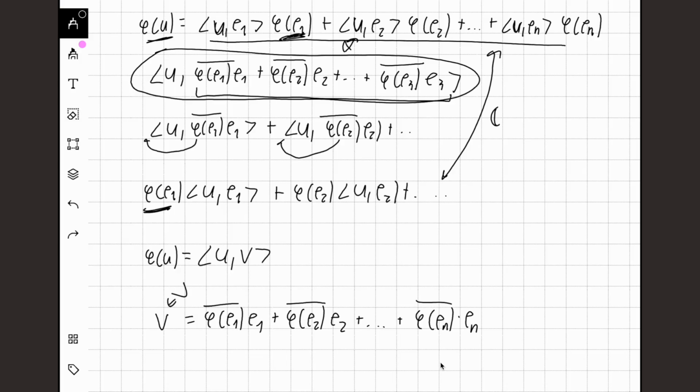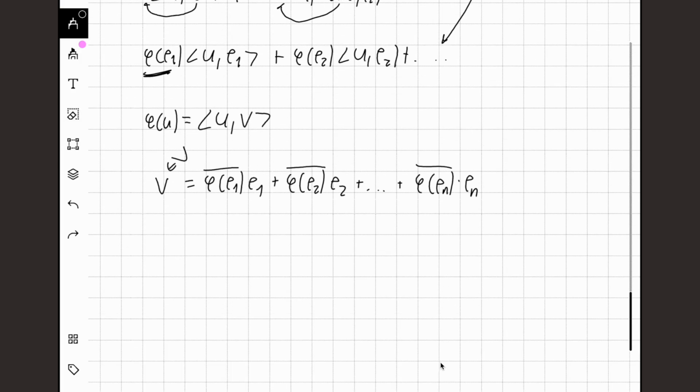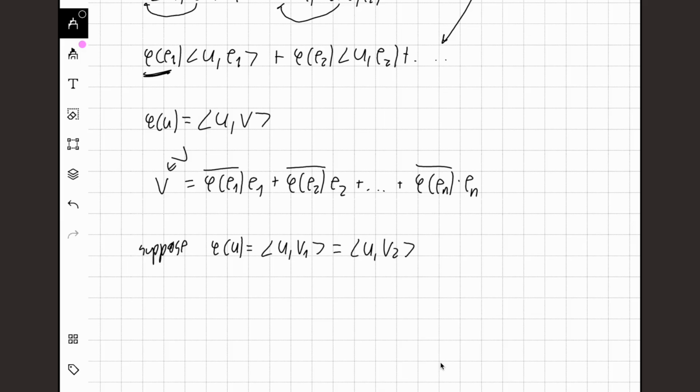But the only thing we still have to show is that v is unique. We showed that there exists such a v, but we have to show that there exists a unique v. So suppose that the linear functional on u equals the inner product of u and v1, which is the special vector, and it also equals the inner product of u and v2, another special vector. Well, if this is the case, then obviously u v1 minus u v2 has to be 0, because they equal each other. And that's the same thing as saying u times the inner product with v1 minus v2.